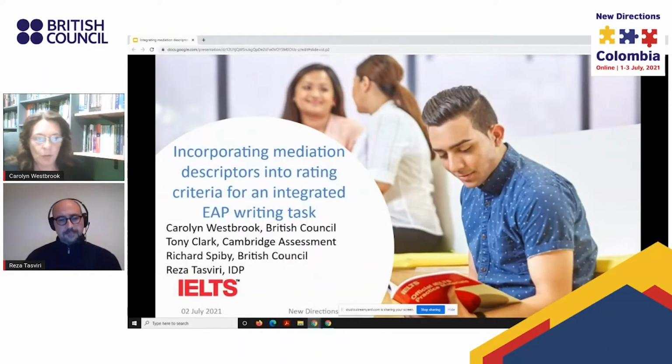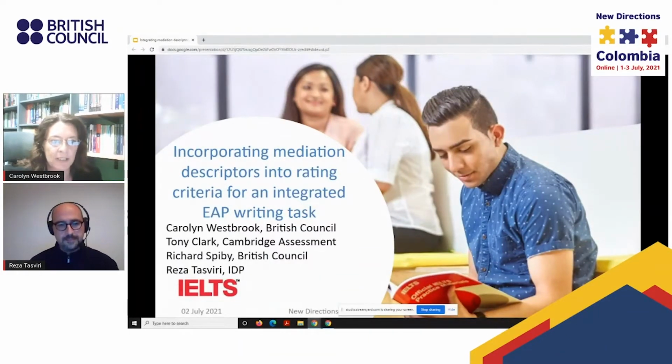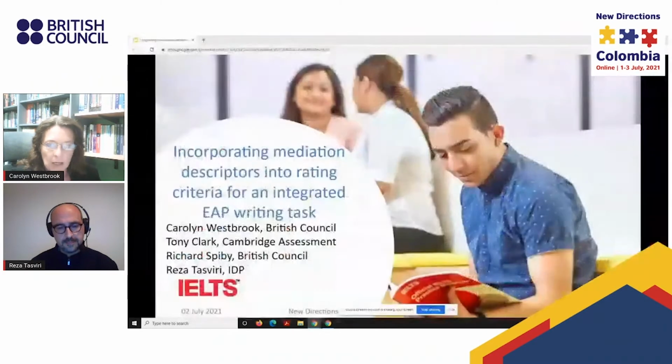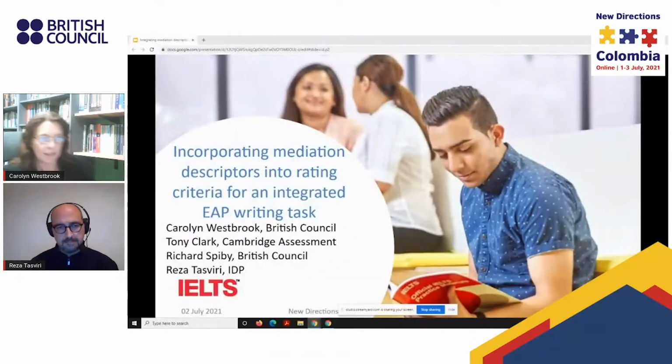Okay, so today we're going to be looking at incorporating mediation descriptors into rating criteria for an integrated writing assessment. As you just heard, this was carried out with a group of us, myself and my colleague Richard Spivey from the British Council, and Tony Clark from Cambridge Assessment, and Riza, who's here as well.